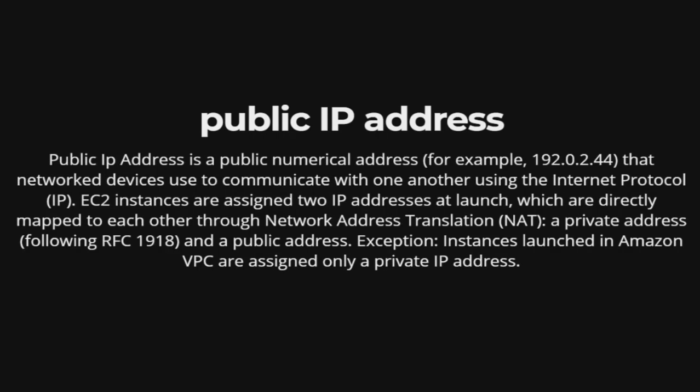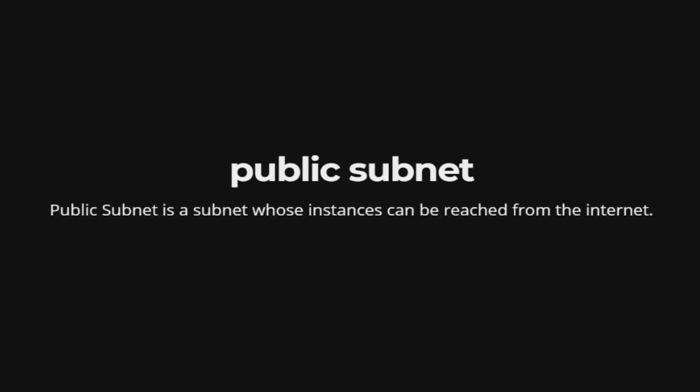Public IP address. Public IP address is a public numerical address, for example, 192.0.2.44, that network devices use to communicate with one another using the Internet Protocol, IP. EC2 instances are assigned two IP addresses at launch, which are directly mapped to each other through network address translation, NAT, a private address, following RFC 1918, and a public address. Exception: instances launched in Amazon VPC are assigned only a private IP address. Public subnet. Public subnet is a subnet whose instances can be reached from the Internet.